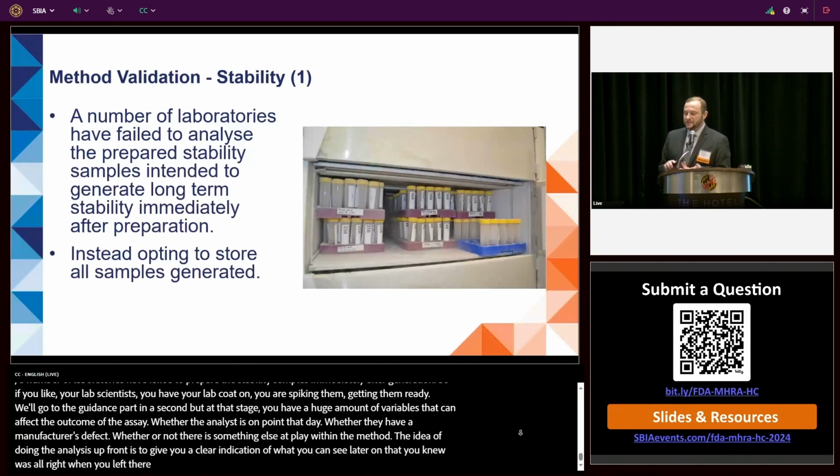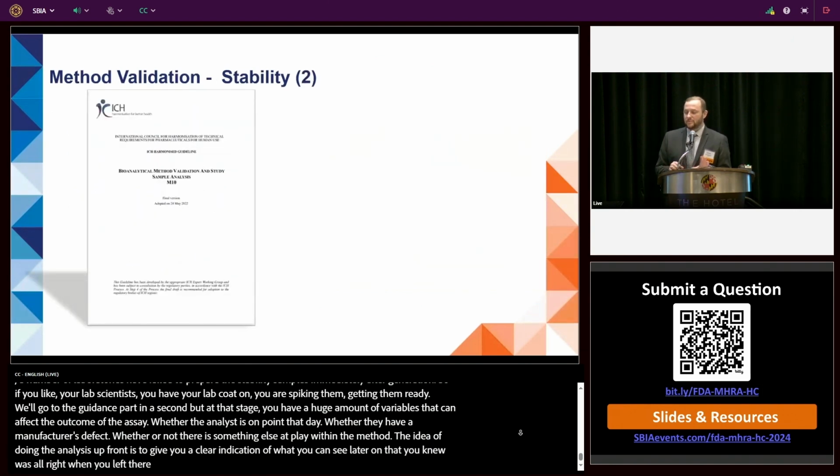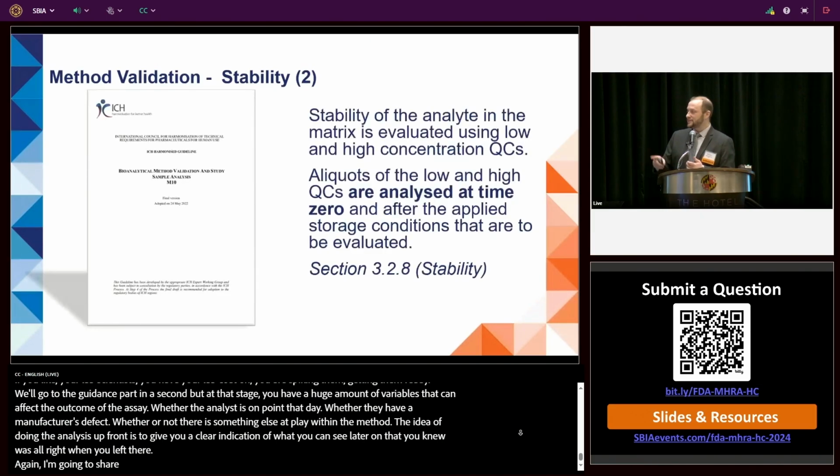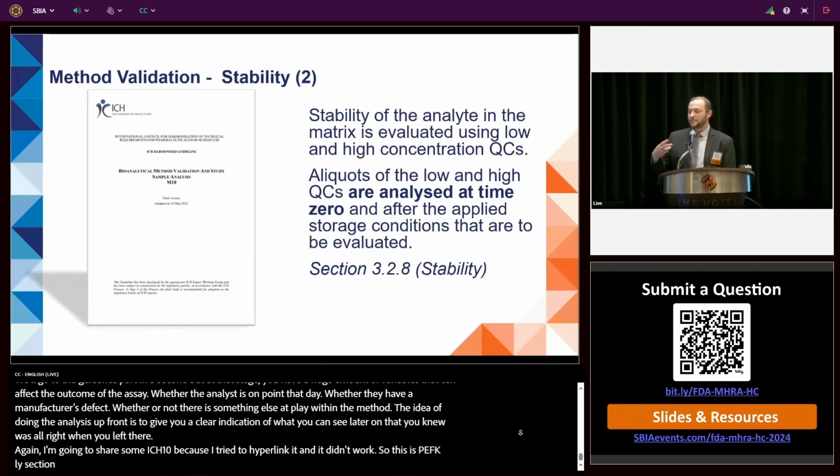Now, again, I'm going to share some ICH M10 references, and Cynthia's links are there because I tried to hyperlink this and it didn't work. So what I've done is taken the direct wording from ICH M10. This is specifically section 3.2.8, handily titled stability. And the part in bold is unambiguous.